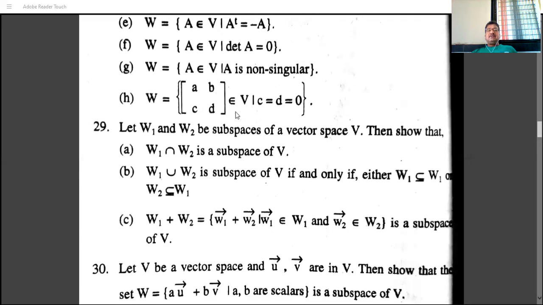A is a rational number. This is also not closed for scalar multiplication. So A transpose is A, A transpose is minus A. Determinant of A is 0, A is non-singular. So C and D are equal to 0.